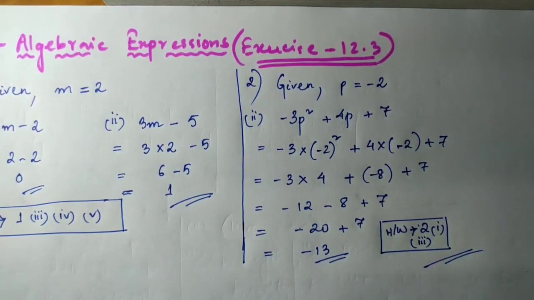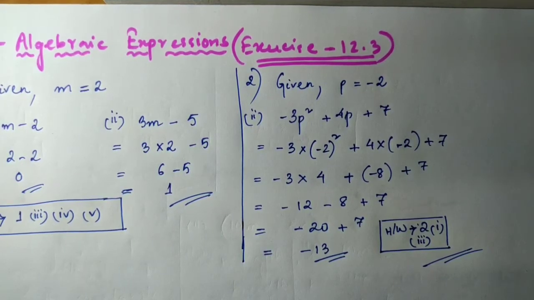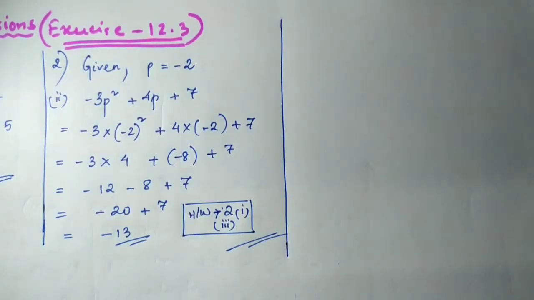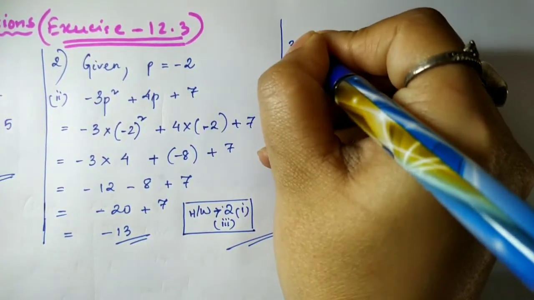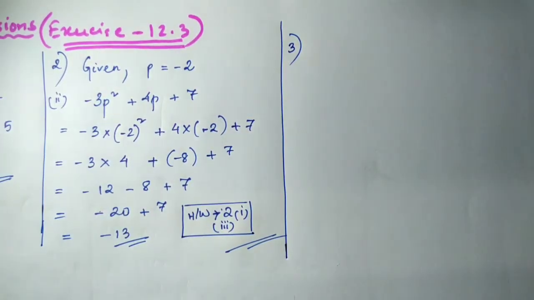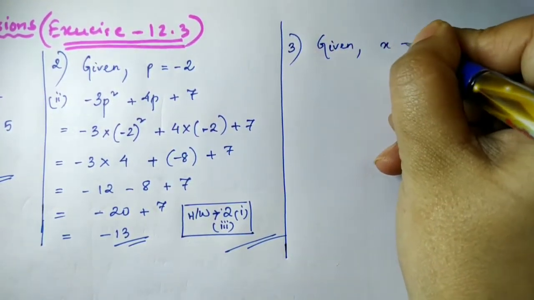Here also it's given, find the value of the following expression where x is equal to minus 1. Same process, we just have to substitute with the given value of x. Let's do that. Just using the same space here. So for question number 3, what is given? It's given x is equal to minus 1. So I'll just write, given x is equal to minus 1.